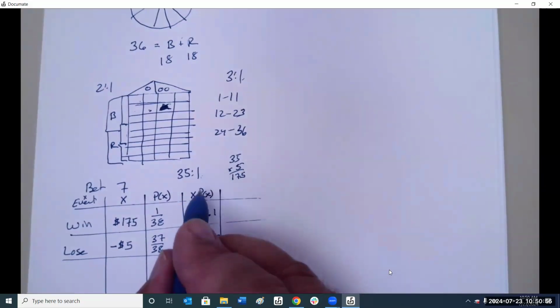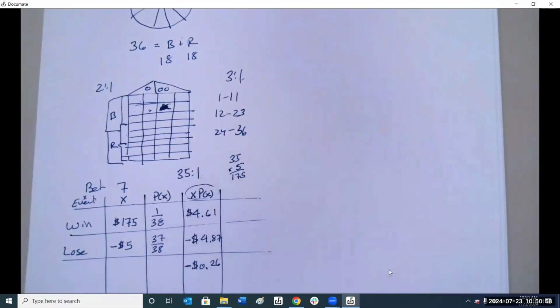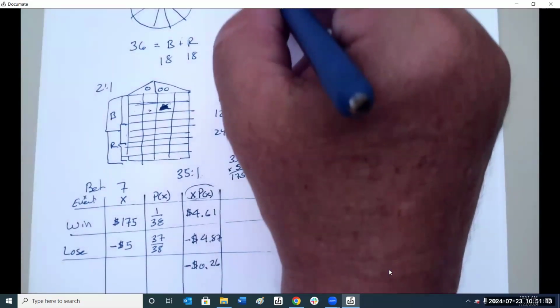Because the expected value, the x times p of x, is the expected value. That's the expected value of winning as opposed to the expected value of losing. So in other words, every roll, you're guaranteed a losing bet. That's roulette.